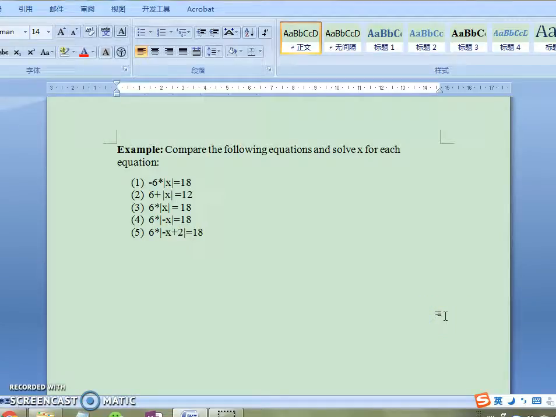Hello everyone. Today I'm going to use some examples to talk about a common error I saw from your homework. I think it's very important for us to learn from our mistakes.